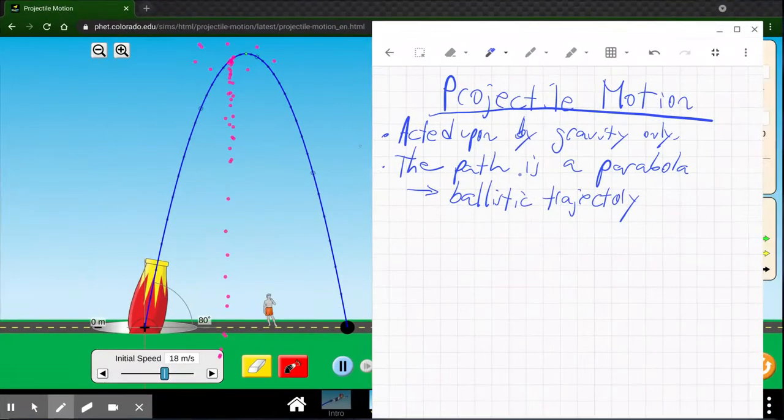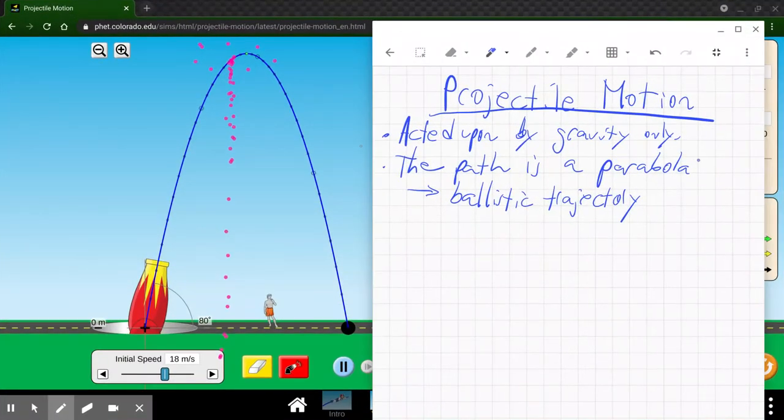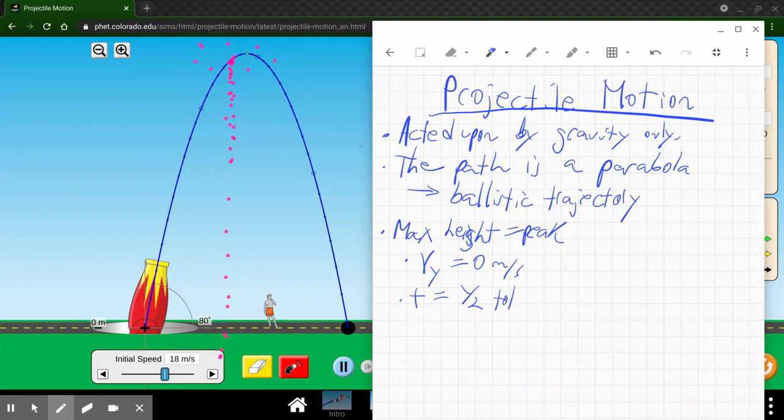So, a couple of things. What did we say? Maximum height is the peak. At the peak, a few things. The velocity in the y-axis is 0 meters per second. The other thing is that the time to get to the peak is 1/2 of the total time it takes for the projectile to hit the ground.